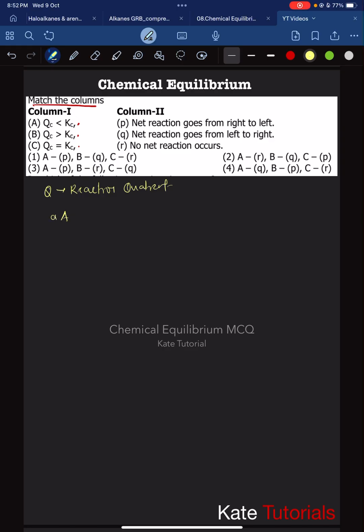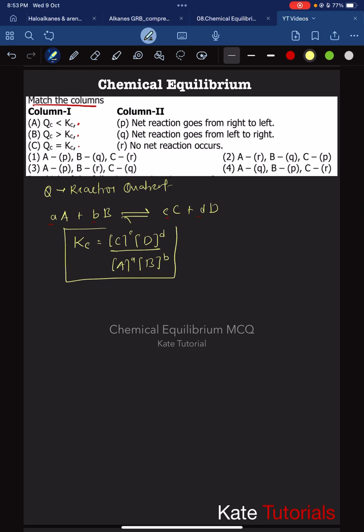For example, if I have a reaction aA plus bB in equilibrium with cC plus dD, here small letters a, b, c, d are coefficients, then for this the equilibrium constant Kc is written as concentration of C to the power c, concentration of D to the power d, divided by concentration of A to the power a, concentration of B to the power b, right? So this is the law of chemical equilibrium, which is nothing but the equilibrium constant.